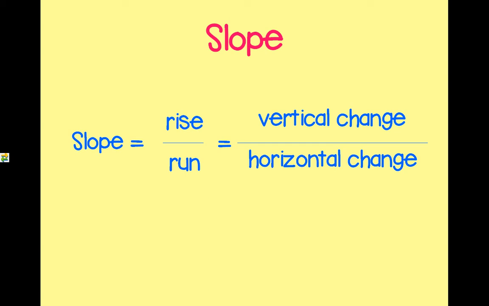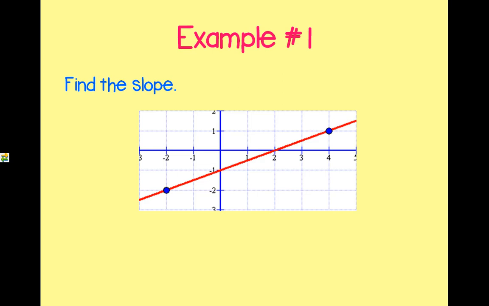One way that we can find the slope is a method called rise over run, which is the vertical change over the horizontal change. So, looking at this line, we're going to find the slope. You can use any 2 points on the line because the slope is going to be the same with any 2 points. So, we're going to do our rise over run.